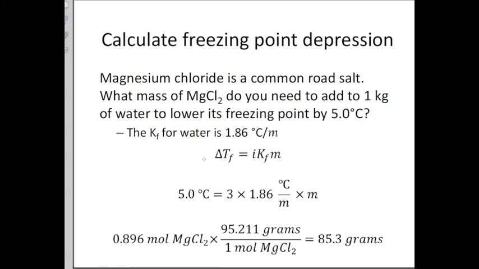So remember, when you're doing this, our i for magnesium chloride is going to be 3 because there are 3 ions. It dissociates into 1 magnesium ion and 2 chloride ions. When we solve for the molality, so this is just the molality here, and we'll have 0.896 moles of magnesium chloride per kilogram of water. We can just turn that into grams.